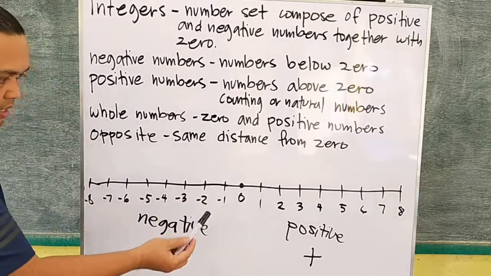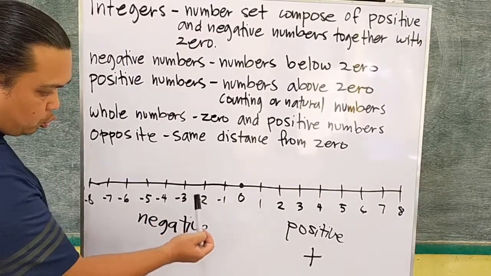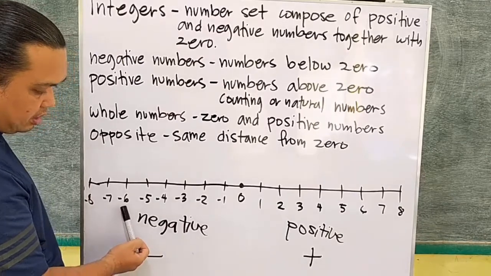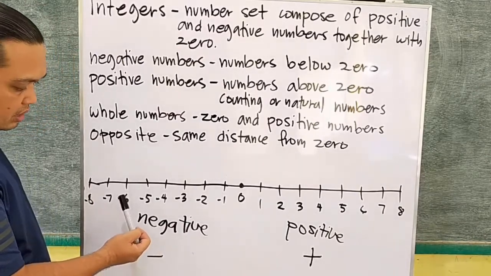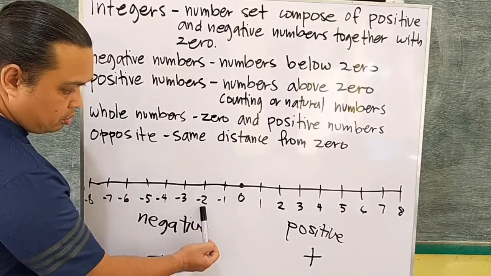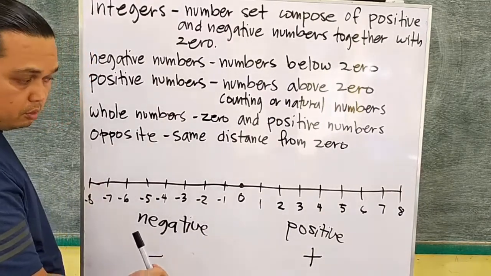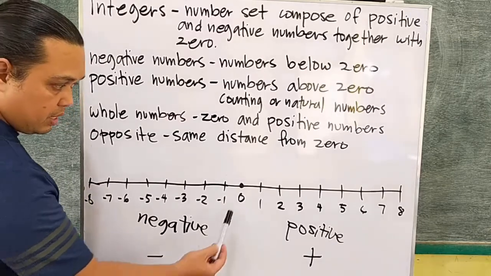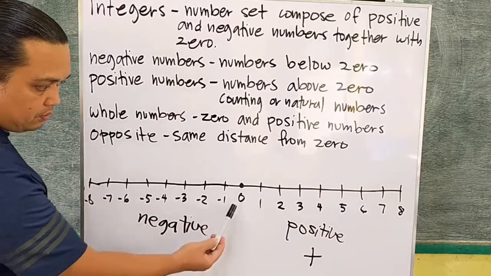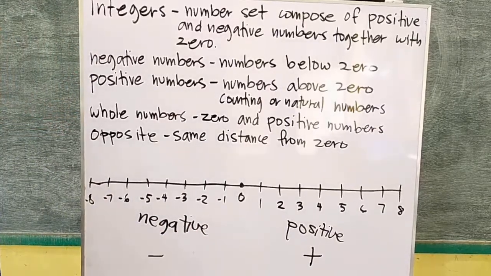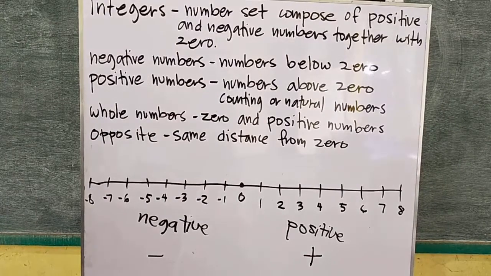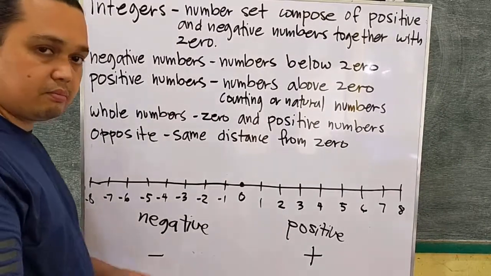While negative 2 here is greater than negative 6. Why? Because negative 6 is farther from 0 compared to negative 2. Because the further the number to the left of 0, the lesser the value. Okay? So that's the value of integers. Now we're going to explain that having an example.